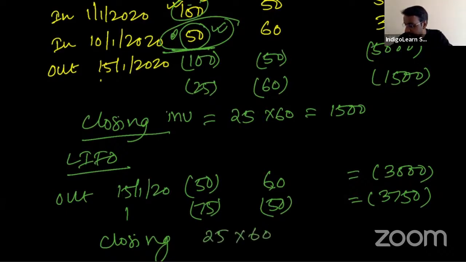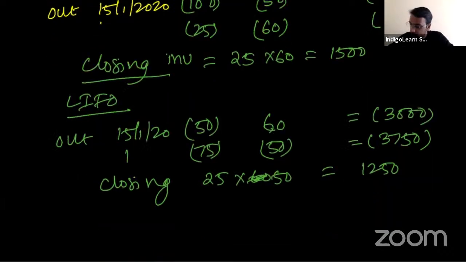Multiplied by 60, which is 25 multiplied by 50, which is 1250. So see, whenever in the examination you are asked to calculate the inventory under FIFO method or under the LIFO method: under FIFO method, take the latest one for closing inventory. Under the LIFO method, take the earliest one for the closing inventory.